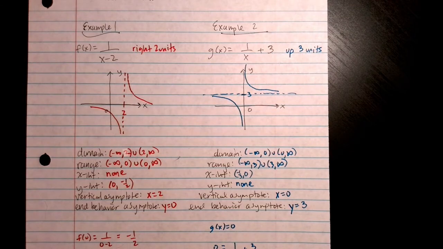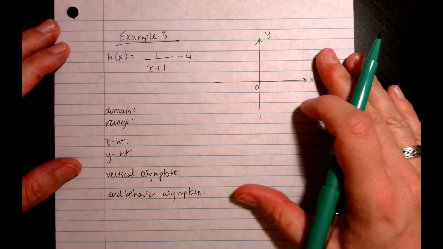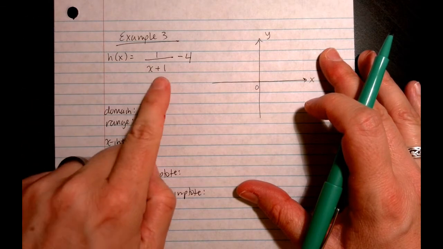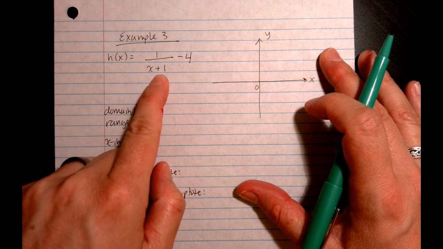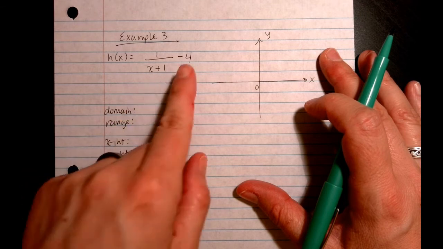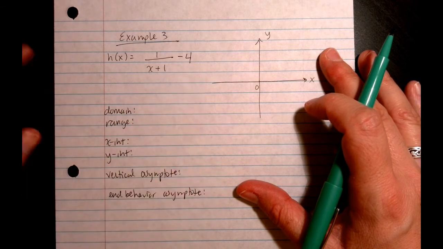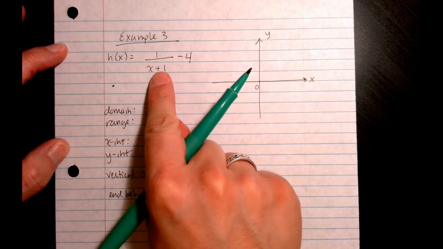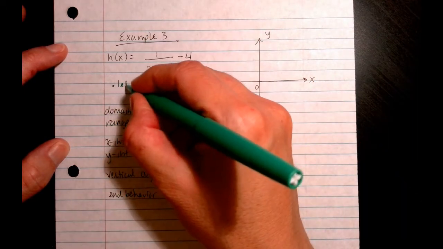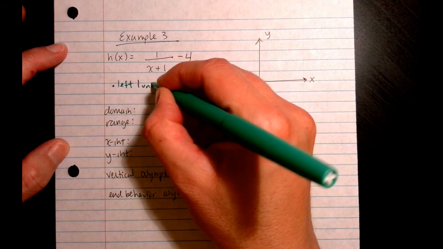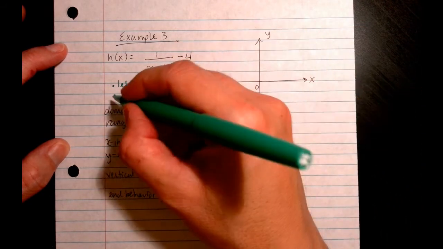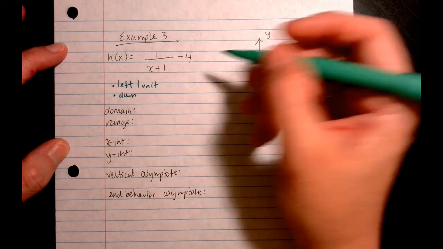Let's look at one more example. In this example, hopefully you notice I now have 2 transformations. I have a number in here, so this is the left and right or horizontal translation, and then I have a number right here, which is my vertical translation. So let's first describe what's happening. Because this is +1, I'm going to be moving to the left 1 unit. Because this is -4, I'm going to be moving down 4 units.